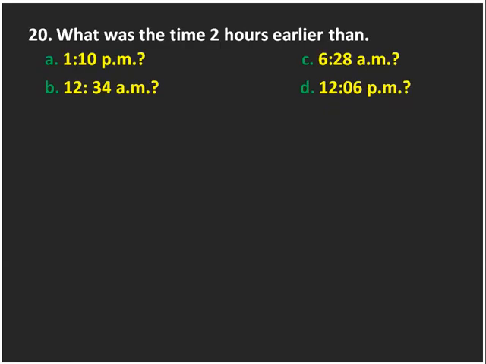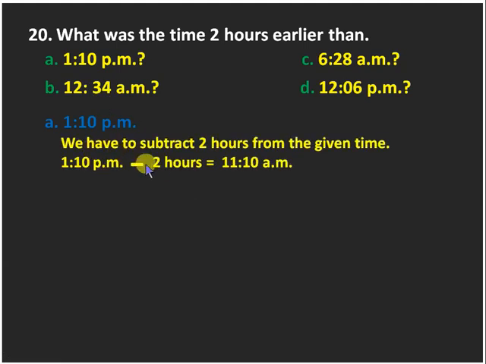What was the time 2 hours earlier than? Earlier means you have to subtract 2 hours from these times. Okay, 1:10 p.m. back, 12, 11:10. Here pm, so you have to change pm into am.